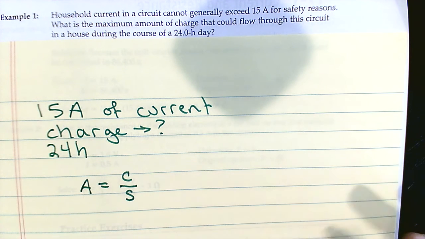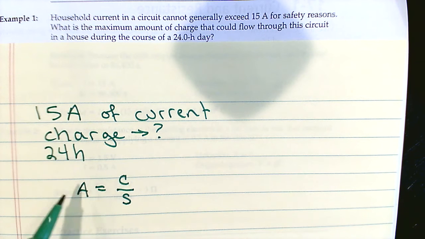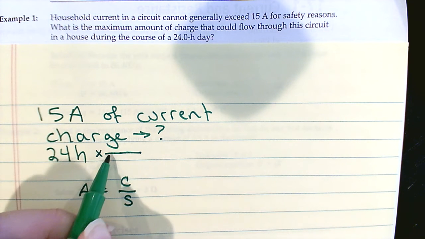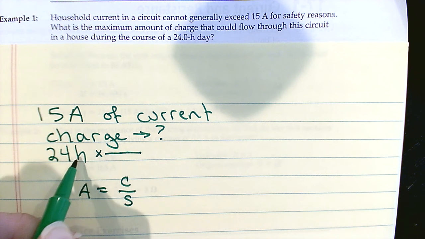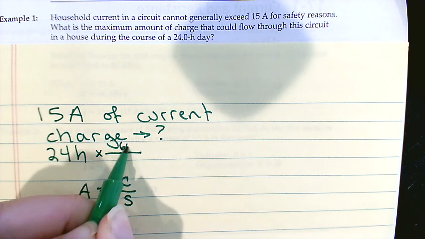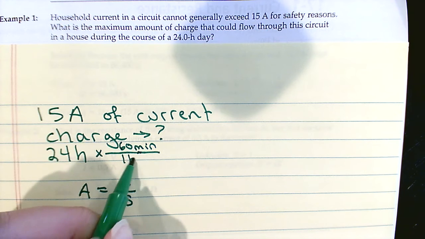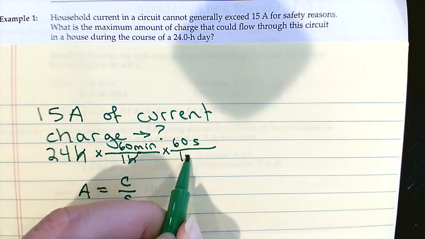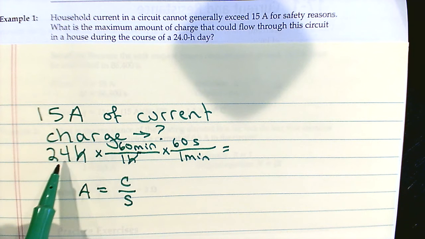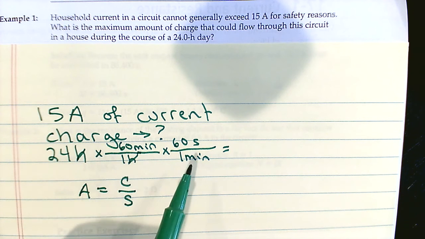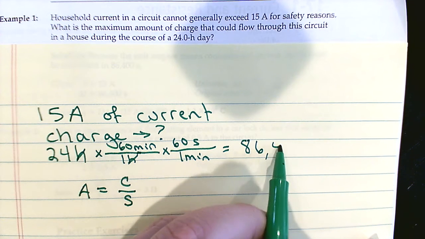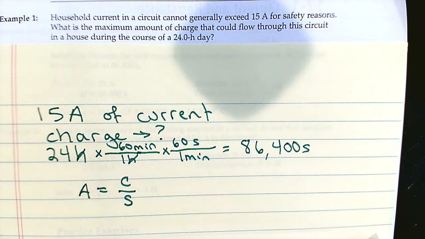So what's the problem with our current units that we are given? We have amps, but we're given hours instead of seconds. So we have to kind of remember back. We know that there are 60 minutes in 1 hour, and there are 60 seconds in 1 minute. So I take 24 times 60 again. I get that is 86,400 seconds. So I can plug that in on the bottom here.